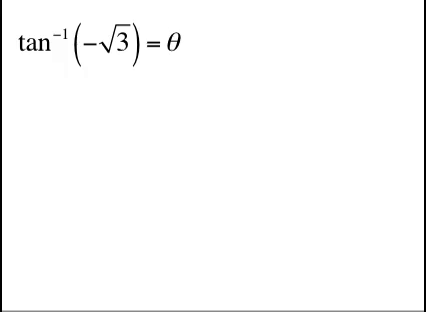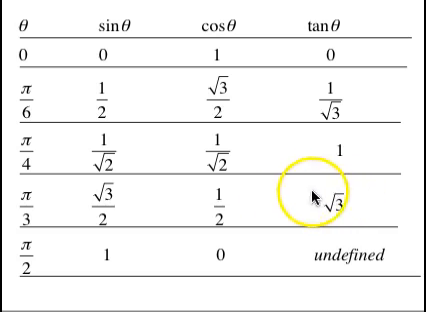Let's look at another example. Inverse tangent of negative root 3 is theta, which tells us that negative root 3 is tangent theta. And we need to find our reference angle again here. Tangent of what is square root of 3? We can see that as pi over 3. Sine is root 3 over 2, cos is a half. Root 3 over 2 divided by half is root 3.